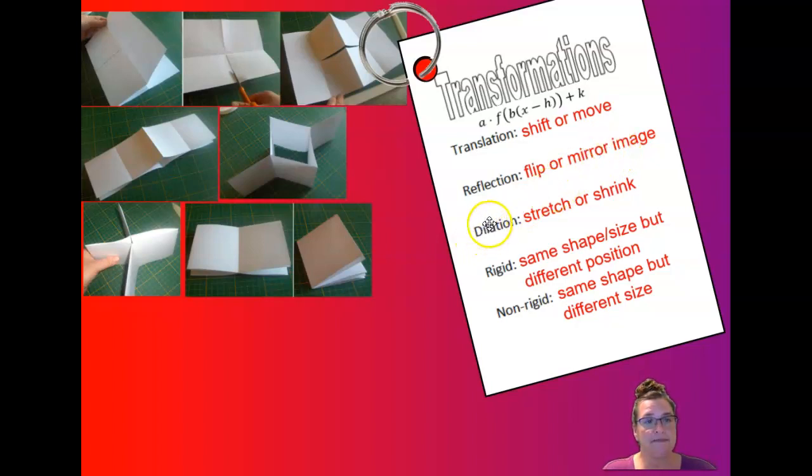Okay, dilation is also affected by the A and the B, but only in absolute value. So we don't worry about whether it's negative because that represents a reflection. So the absolute value of A and B indicate dilations if it's not equal to 1. And a dilation is a stretch or a shrink of the graph.